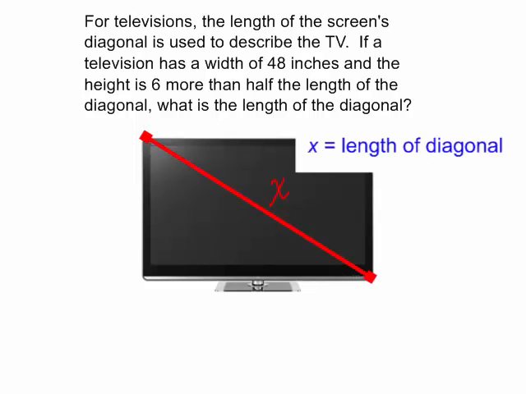Okay, I know that the width of the television is 48 inches. I do not know what the height is, but it does say that the height is 6 more than half the length of the diagonal. Well, half the length of the diagonal is 1/2 times the length of the diagonal, but it says it's 6 more than that. So the height will be 1/2 x plus 6.